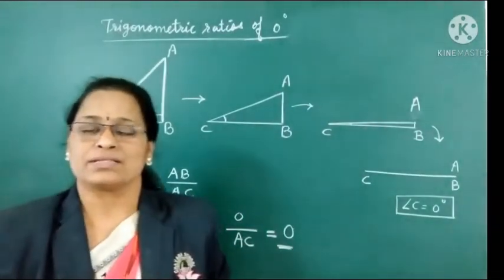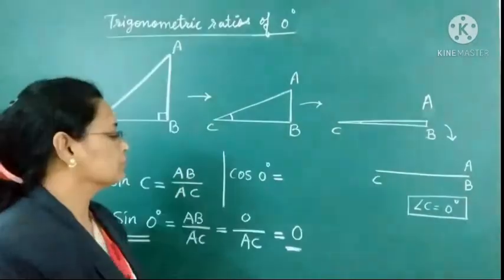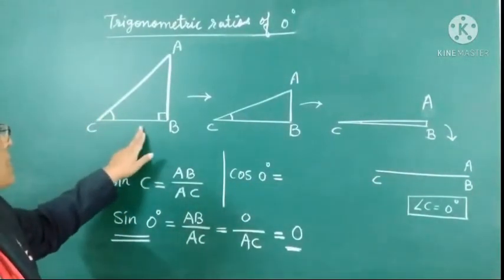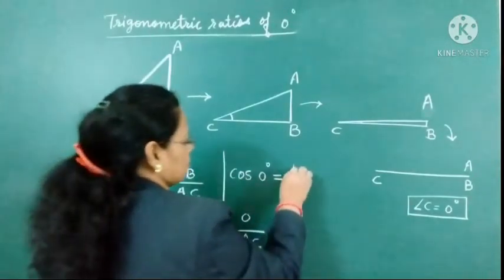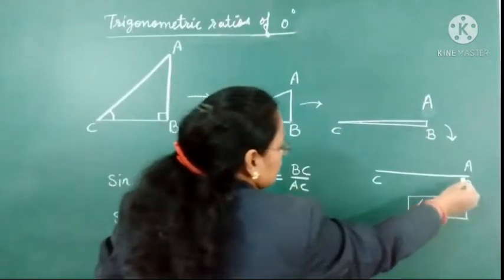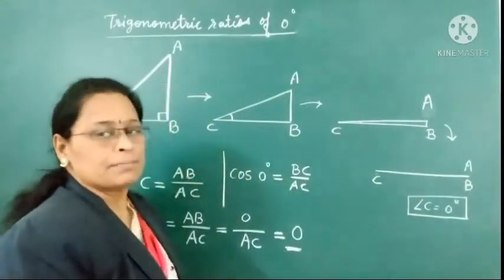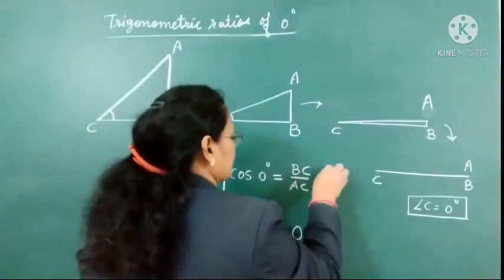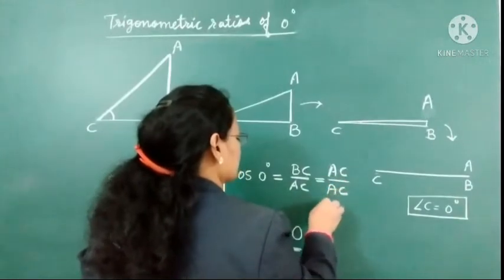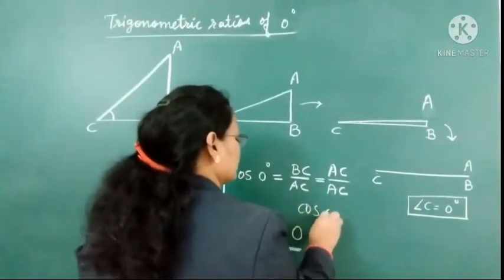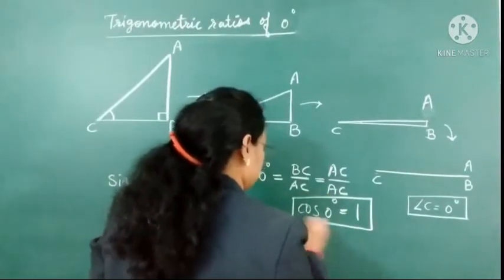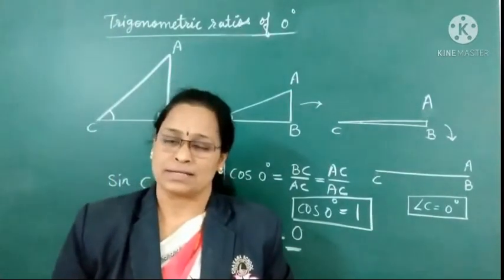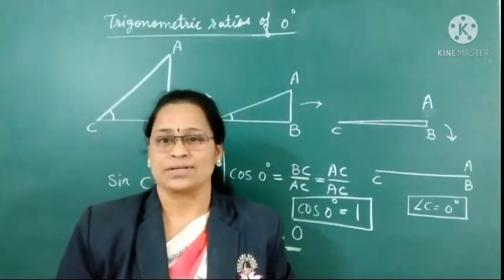Like this way we can find sine ratio for 0 degree. Let's write cos 0 degree. Cos ratio is BC upon AC. There is BC and AC. Same length will be there when angle C will become 0. And therefore here we can write that AC upon AC or BC upon BC, that is cos 0 degree is equal to 1. So like this way we can find out cos 0 degree, sin 0 degree. From sin and cos ratio we can find out tan 0 degree also.